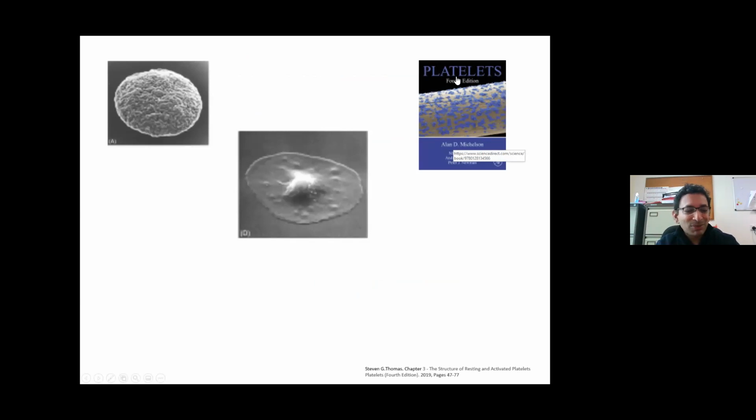So if anybody wants to know a lot about platelets, you can read this book. I have got a copy, but it's unfortunately remaining very new. I should be opening it a bit more, but anyway.